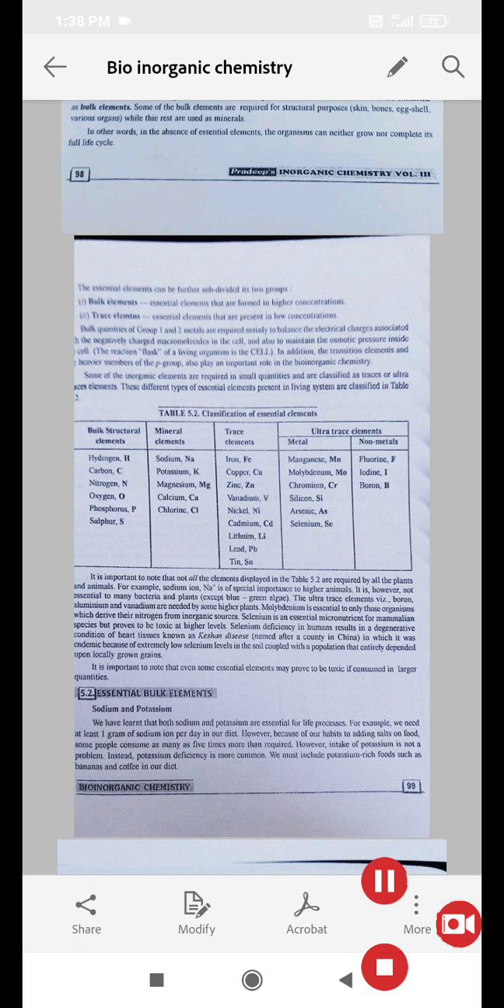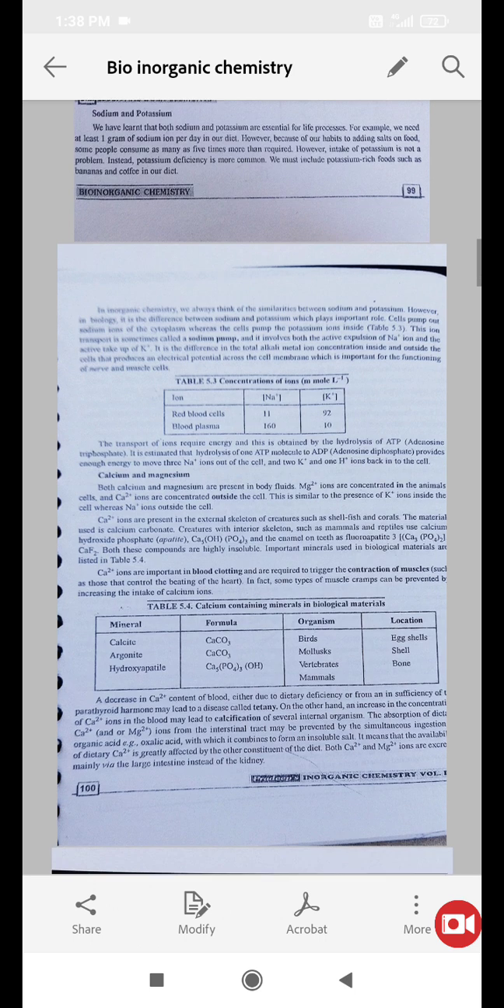We have learned that both sodium and potassium are essential for life processes. For example, we need at least 1 gram of sodium ion per day in our diet. However, because of our habit of adding salt to food, some people consume as much as 5 times more than required. However, intake of potassium is not a problem. Instead, potassium deficiency is more common. We must include potassium-rich foods such as bananas and coffee in our diet.